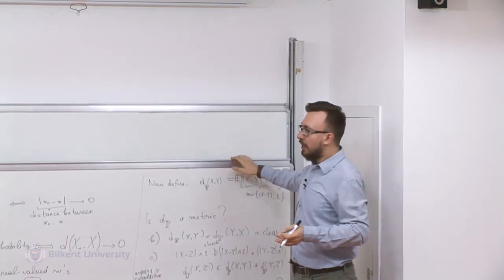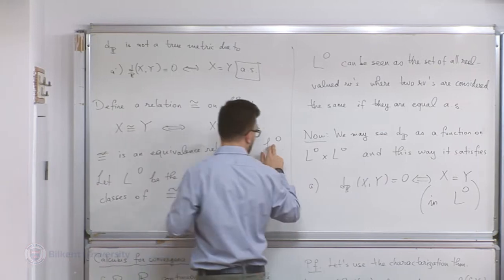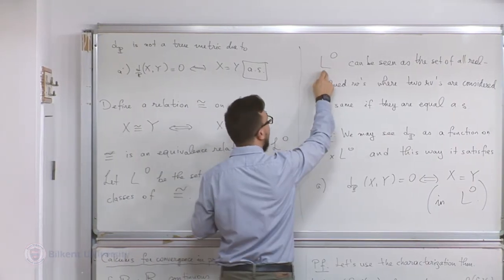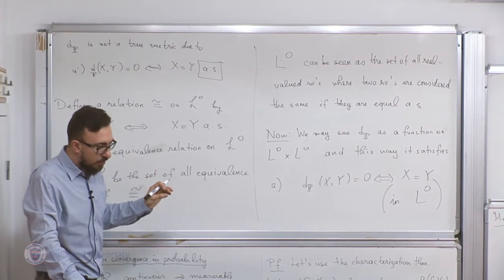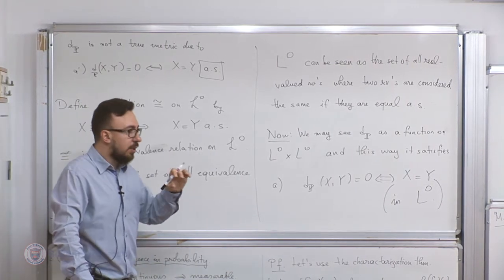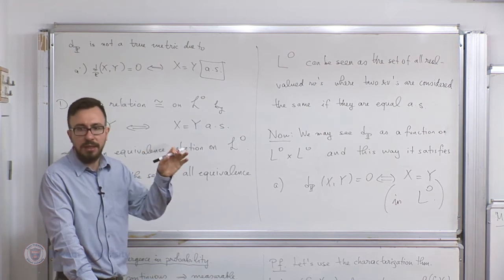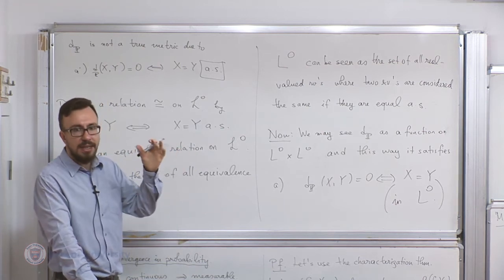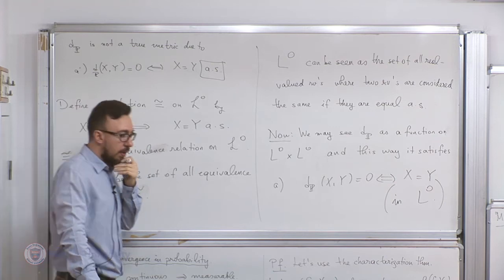In some papers, you rarely see this L0, but most of the time you see it. And at the beginning of papers, you can see statements like, let L0 be the set of all real-valued random variables up to almost sure equality. Two random variables are identified if they are almost surely equal, etc.